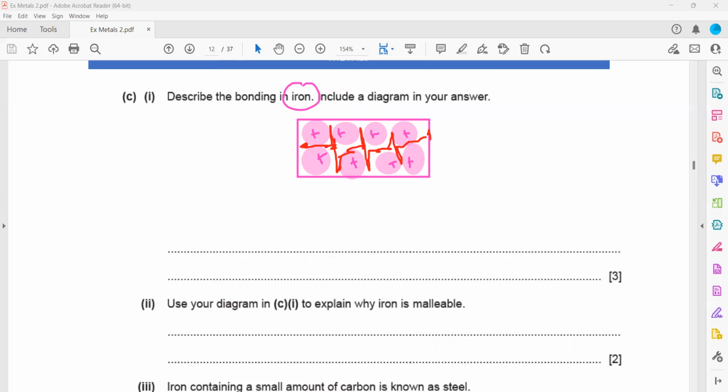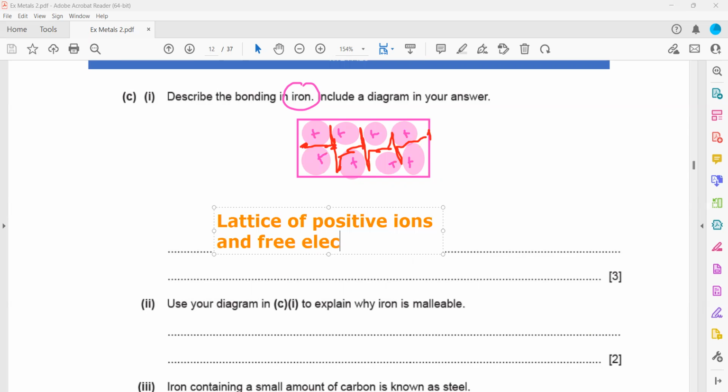And the explanation here: it's a giant lattice of positive ions held together by a strong electrostatic force between the ions and the electrons, or a lattice of positive ions and free electrons, or delocalized electrons, or a sea of electrons, which are held together by a very strong force of attraction. So this is always the case.